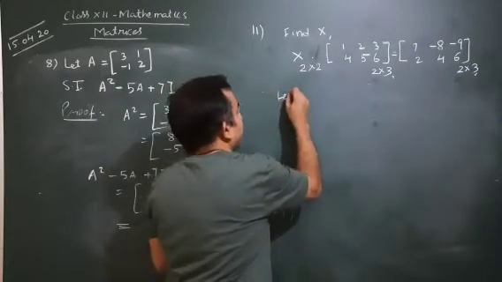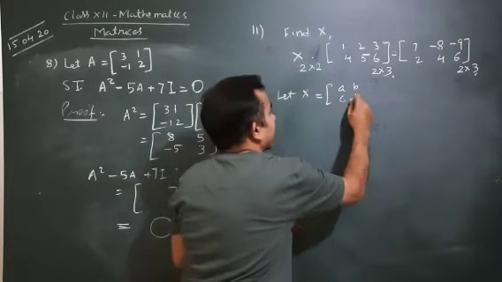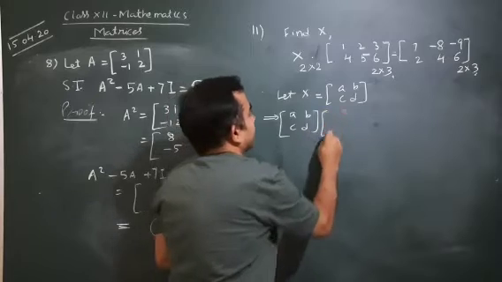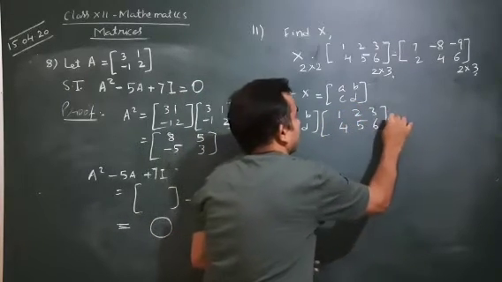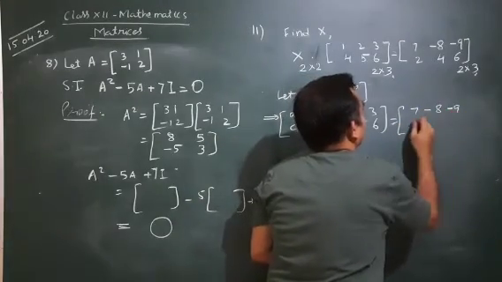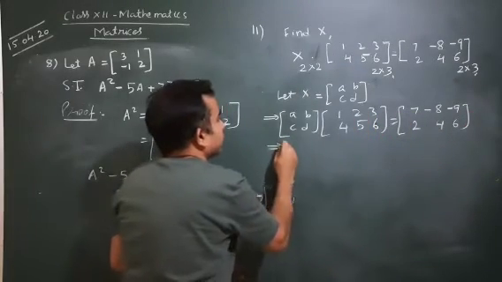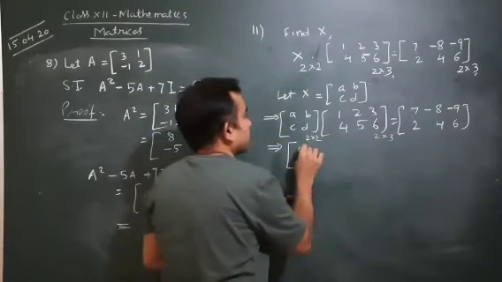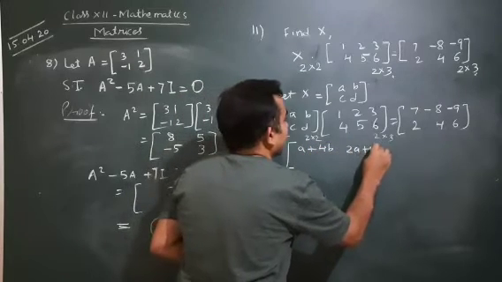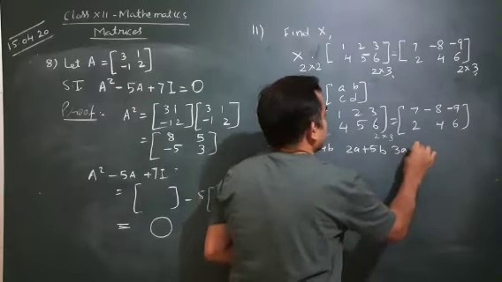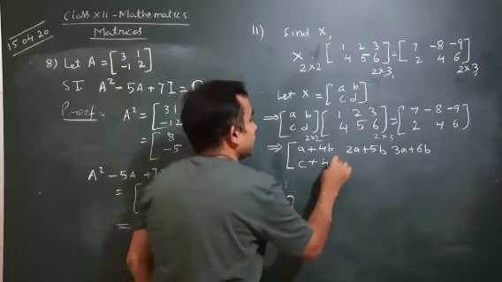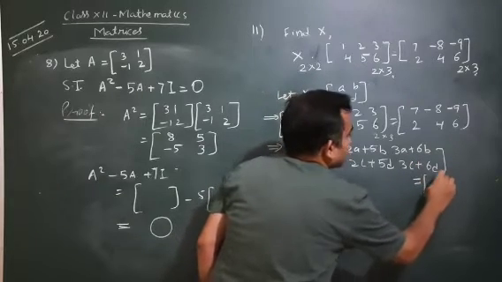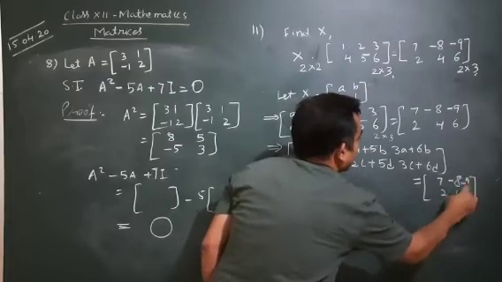So let us assume a 2 cross 2 order matrix, any variables you can use, and substitute here, multiply, and equate with the right side. Give a multiplication, 2 cross 2 and 2 cross 3. Finally a 2 cross 3 order matrix will be generated. So this is A plus 4B, this is 2A plus 5B, this will be 3A plus 6B, this is C plus 4D, this is 2C plus 5D, and this is 3C plus 6D, and is equal to the same 7, minus 8, minus 9, 2, 4, 6.